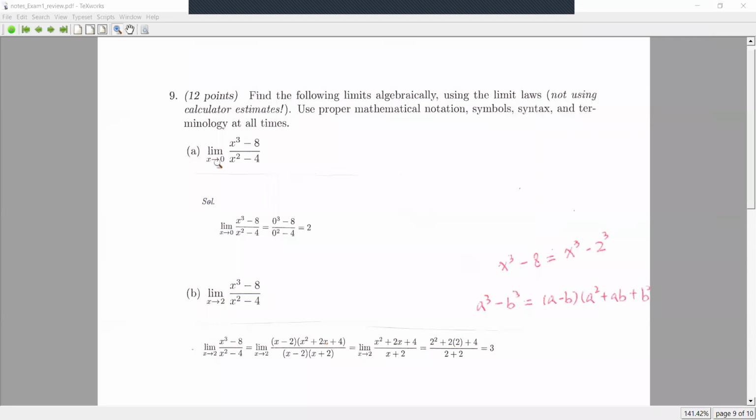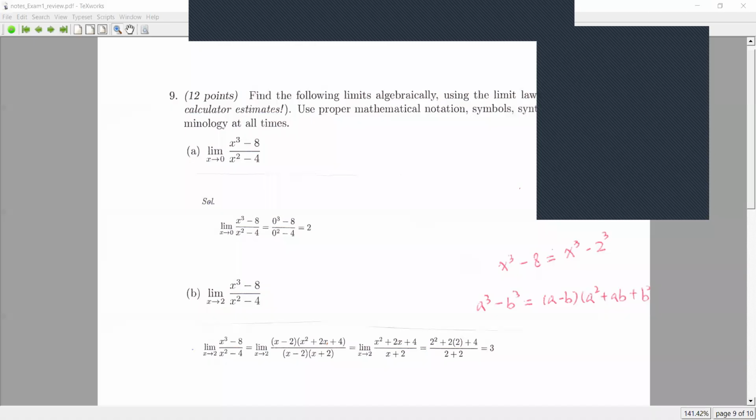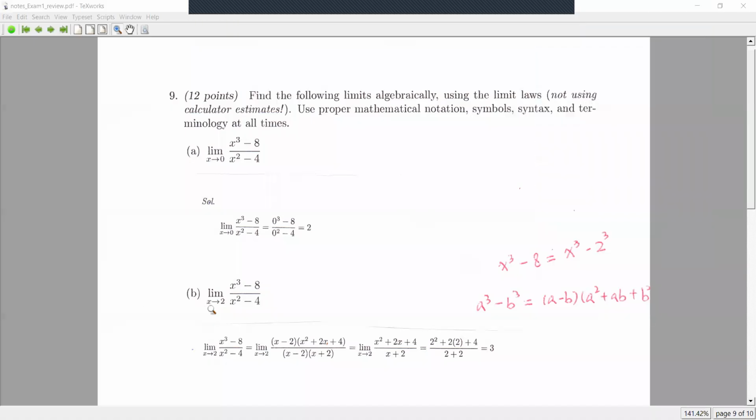Part A. To find the limit, plug in 0 for x, then the limit is this number. This number is 2. Part B. To find the limit, plug in 2 for x, then we have 2 to the third minus 8 over 2 squared minus 4. It is 0 over 0.